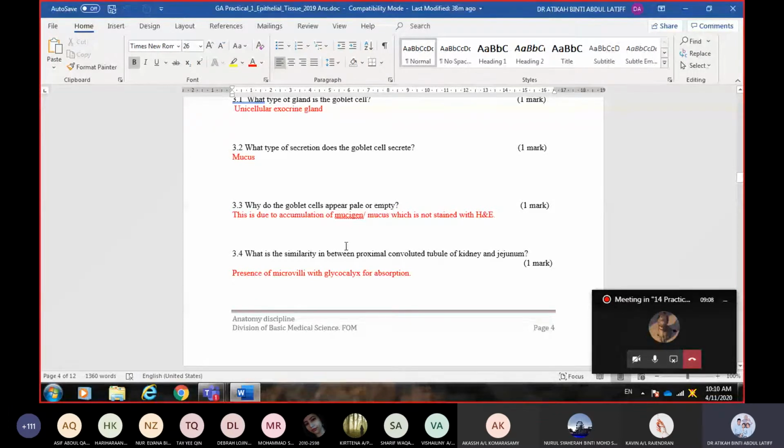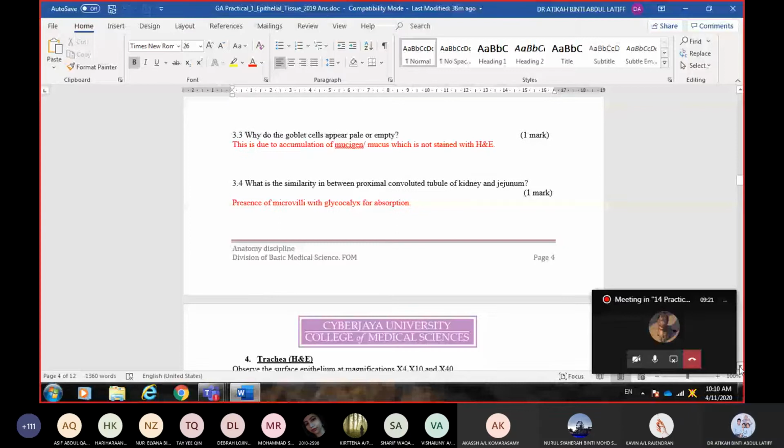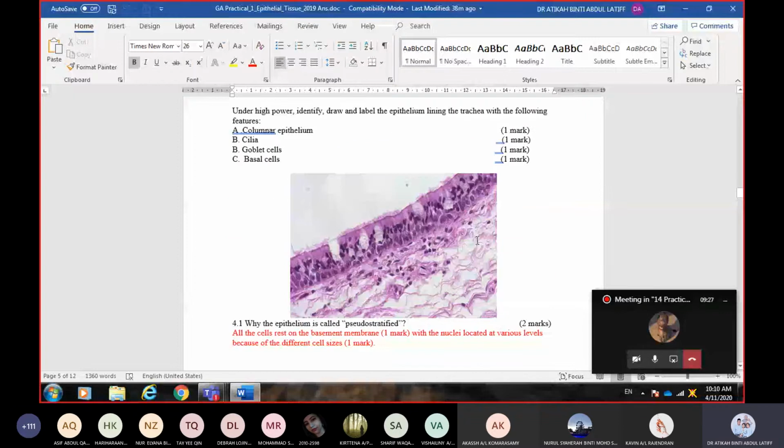Okay, so what is the similarity between proximal convoluted tubule of kidney and jejunum? So they both have microvilli with glycocalyx for absorption. Okay, so the next slide is trachea. This is a slide of a trachea.